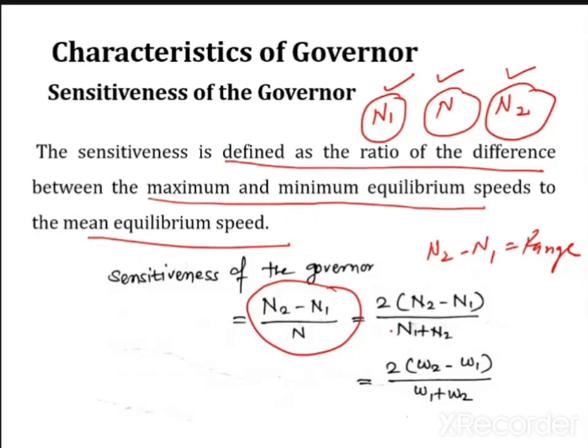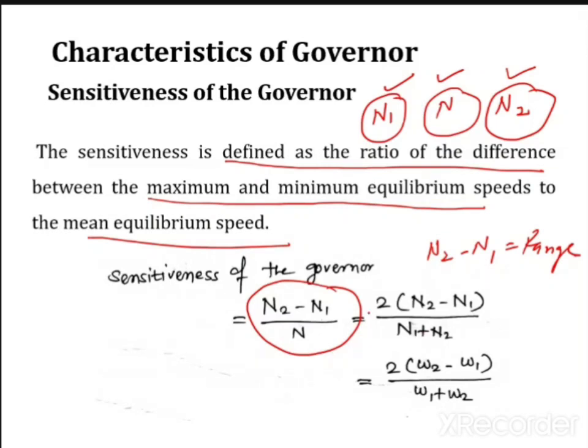What is the sensitiveness of a governor? Let us understand exactly what happens when the governor is too sensitive or less sensitive. The sensitiveness definition which is given here is that the sensitiveness of a governor is equal to N2 minus N1 upon N. That is basically the mathematical definition.